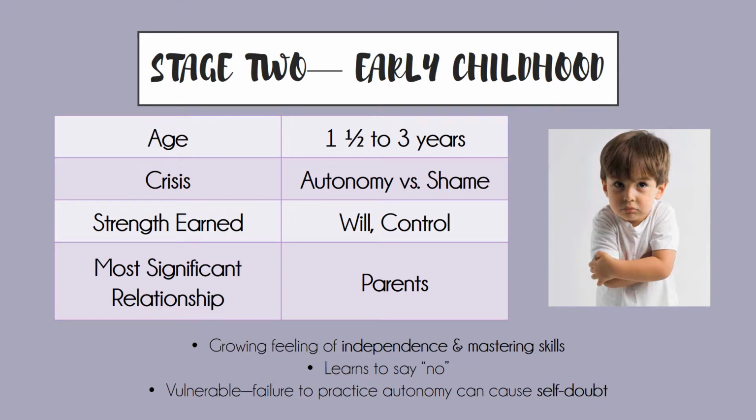their own. They're going to learn to say no, they want to do something or they don't want to do something, again, creating their own sense of independence. And when they do this, they're going to earn that virtue of will and control. Their most significant relationship is still their parents, and it's imperative, according to Erikson, for parents to allow children to practice this independence and autonomy. Without it, they're going to have feelings of self-doubt and a lower self-esteem. So that will lead to that shame without practicing their independence.